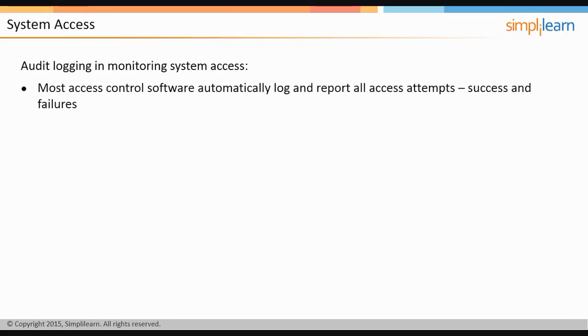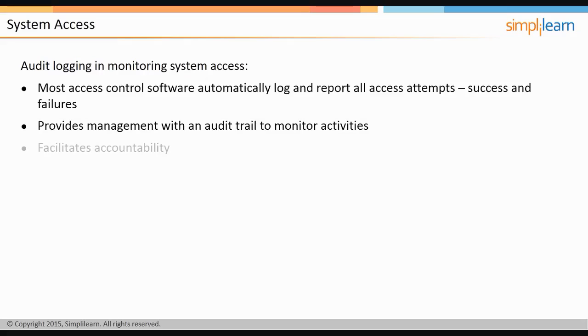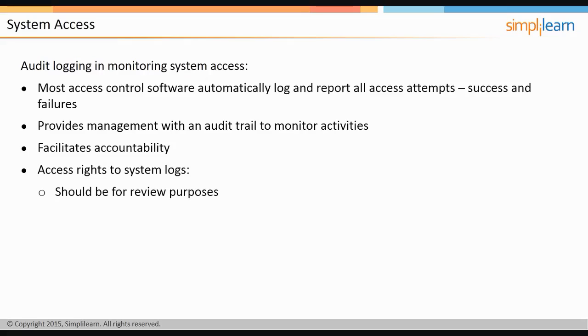Most access control software automatically logs and reports all access attempts, successes, and failures. It provides management with an audit trail to monitor activities. It facilitates accountability. Access rights to system logs should be for review purposes, and it is a form of security against modification. Let us continue discussing system access in the next screen.